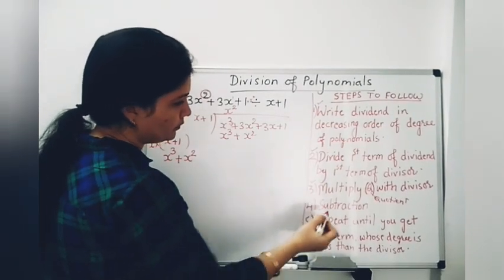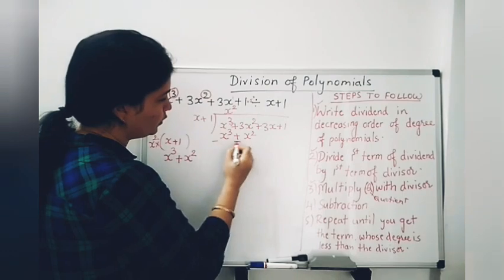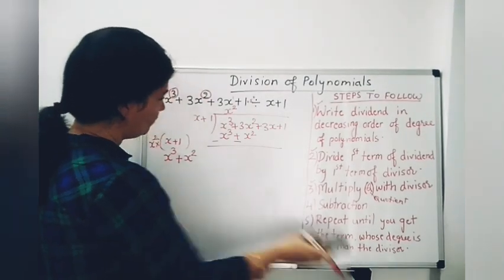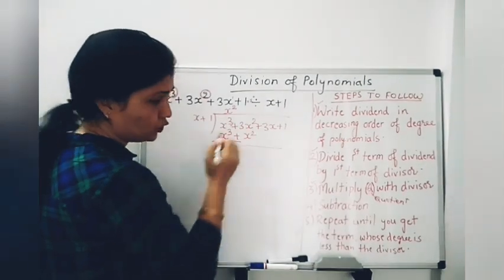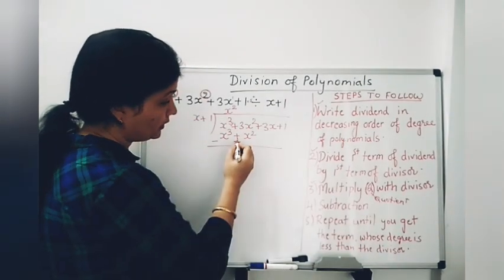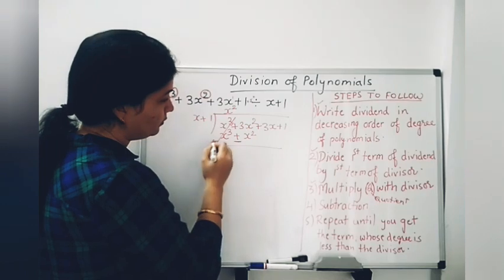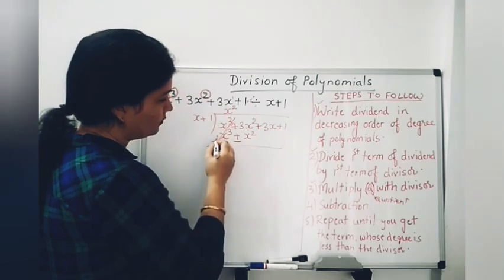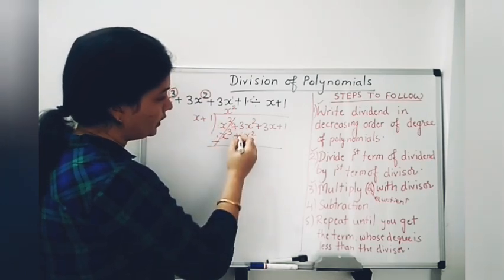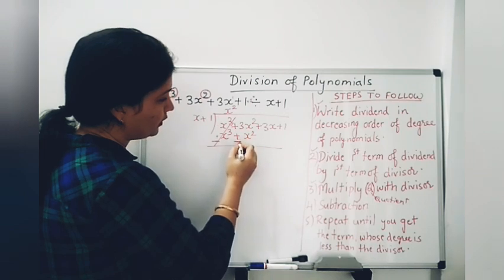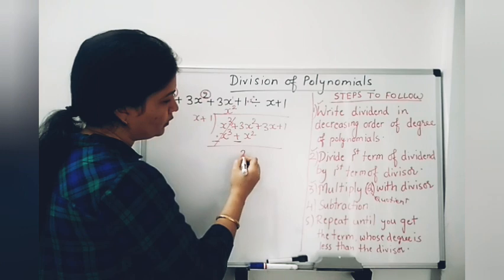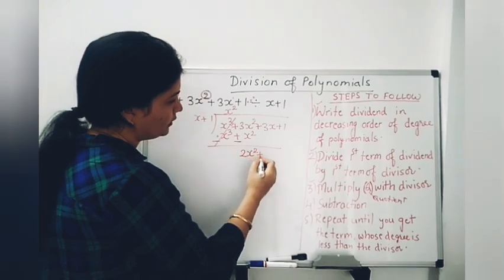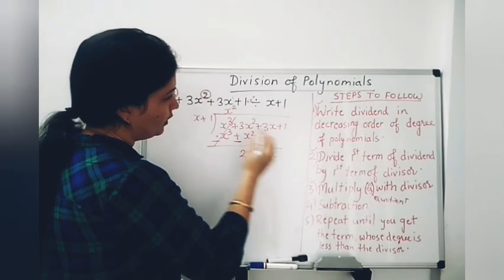Now the next step is subtraction. As you know, when we are subtracting polynomials, the signs of the second term should be changed. So here this will be cut, because this was plus, this was also plus, but because of subtraction they become minus. So 3x square minus x square will give you 2x square plus 3x. Now we can write the next term.